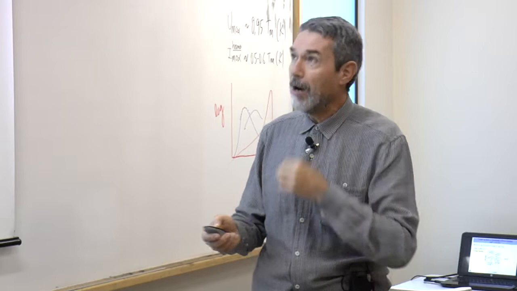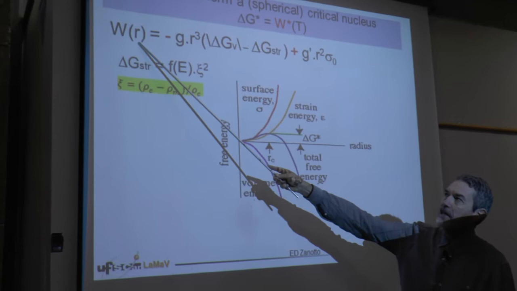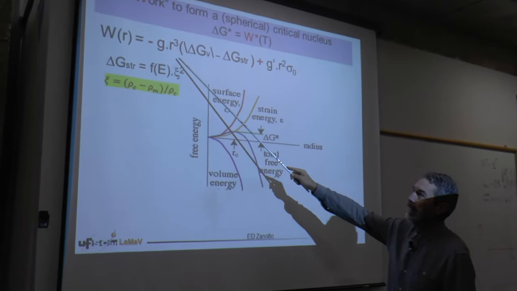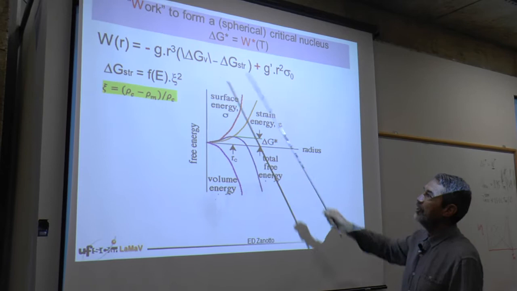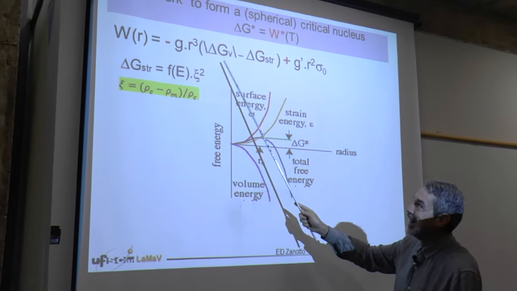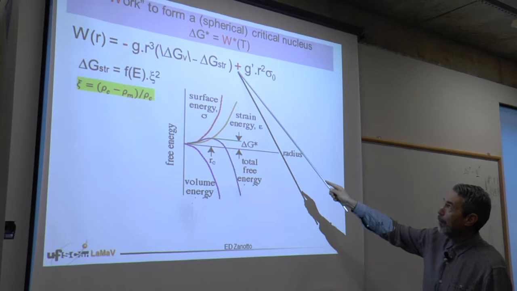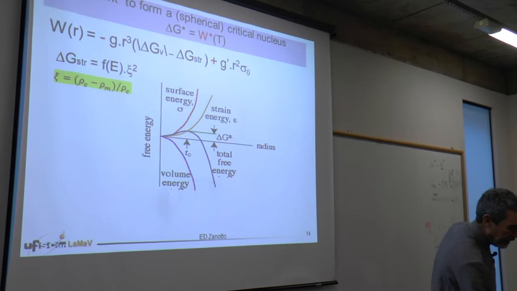If we are going to calculate the work W to form a fluctuation of size R, let's assume that it is spherical, just to calculate. Then W is the radius to the third power times delta GV. I'm using these two bars here, the modulus of delta GV, because this is a negative quantity, minus delta G strain, plus a geometrical factor times the surface energy times the radius squared.